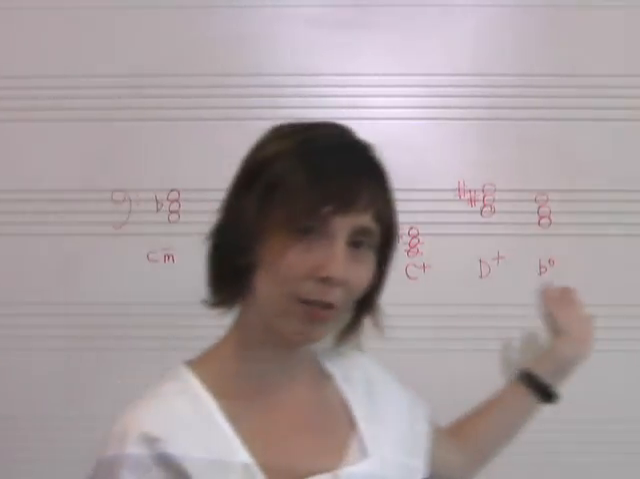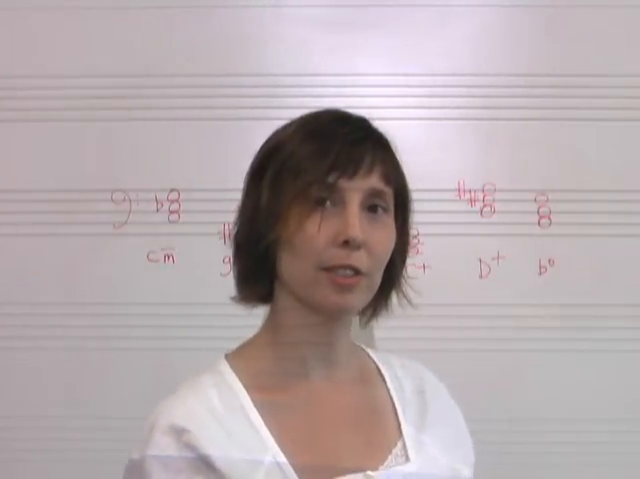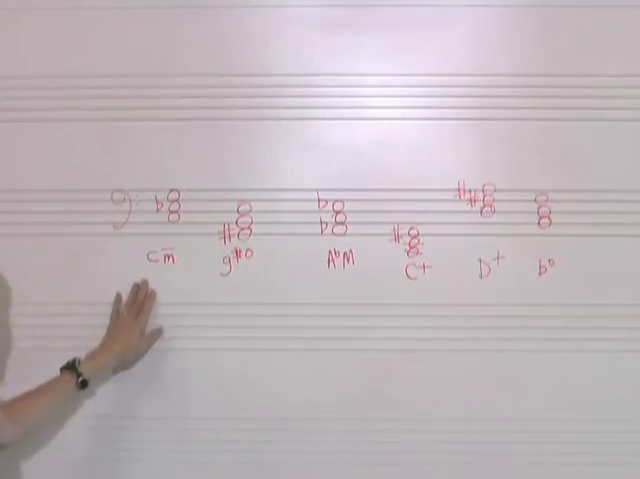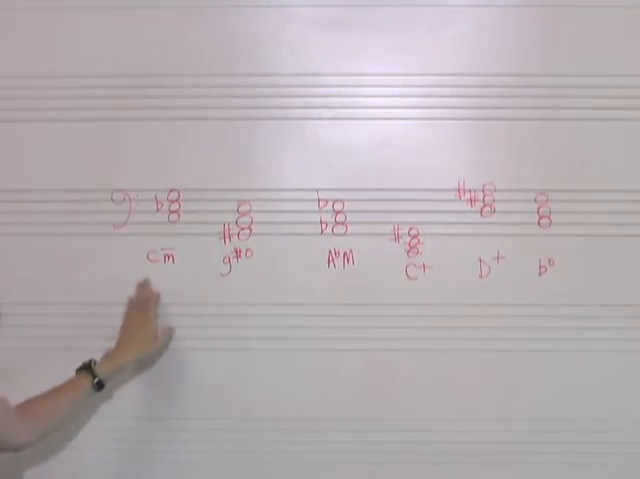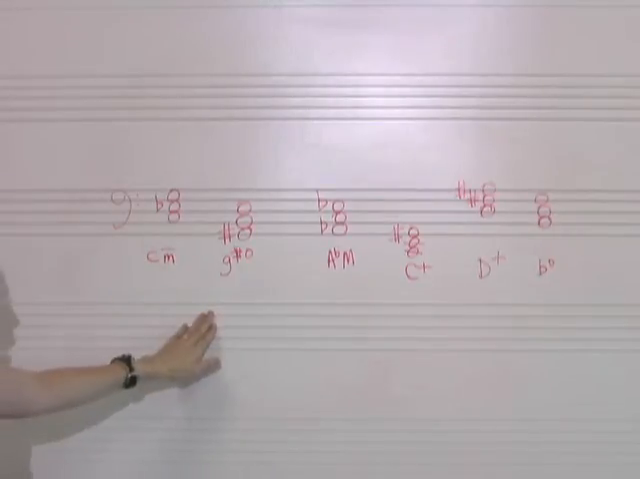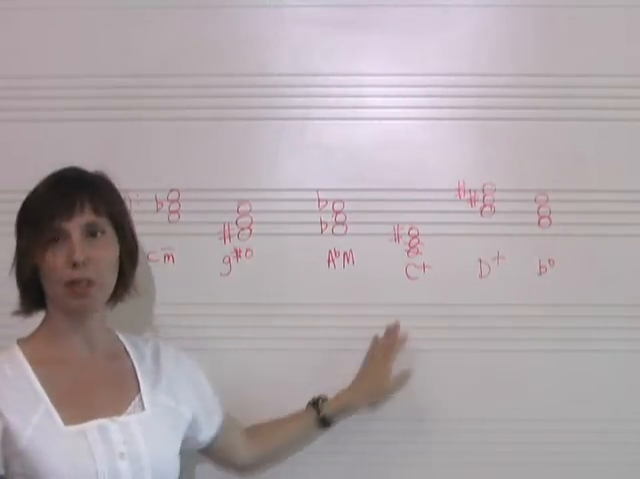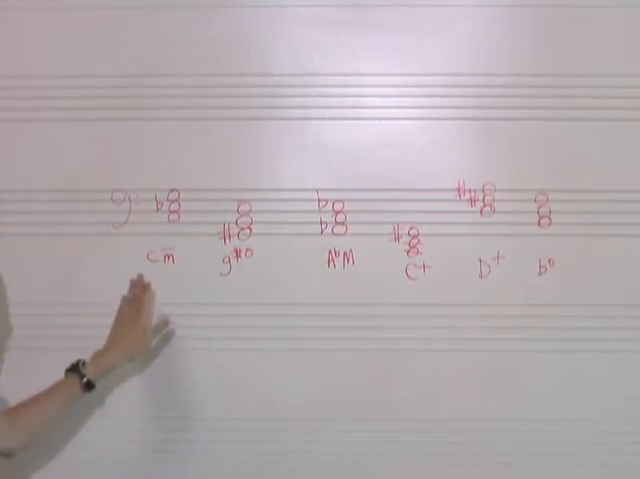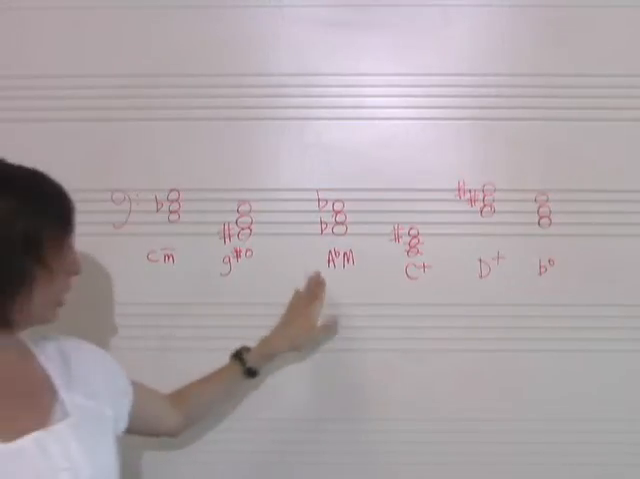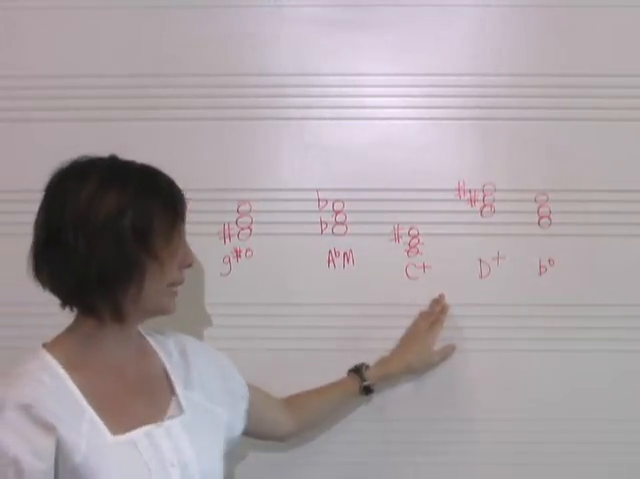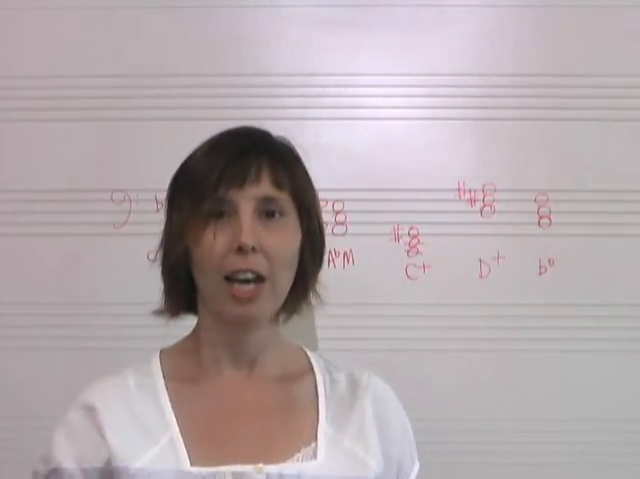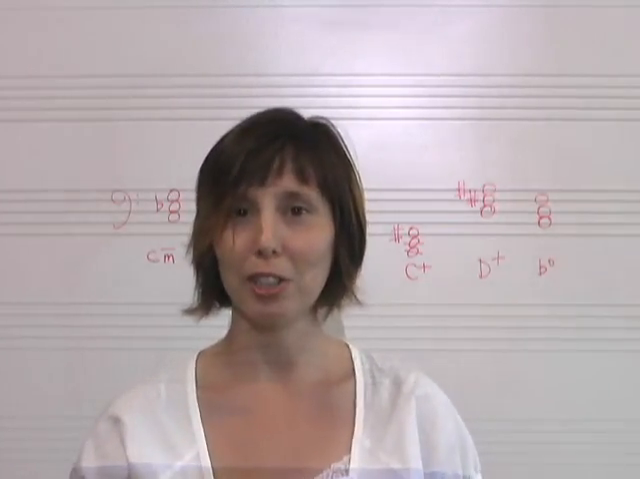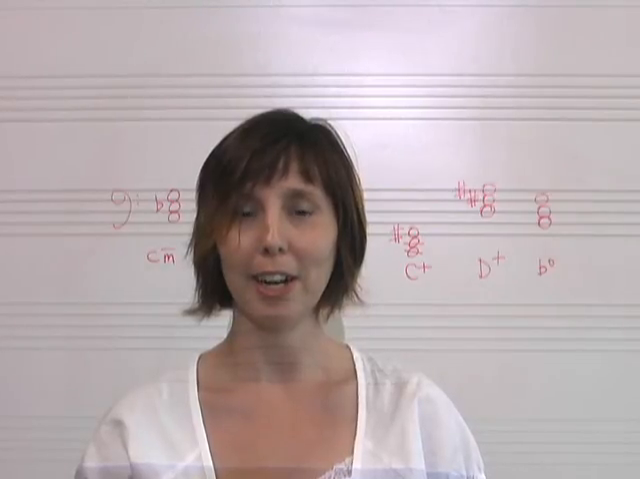Hopefully the answers I have written on the board are the same answers as you. You may notice I wrote the minor and diminished with a lowercase letter, and major and augmented with an uppercase letter. Hopefully you got C minor, G sharp diminished, A flat major, C augmented, D augmented, and B diminished. At this point, you should have a pretty good grasp of triads. I hope you do.